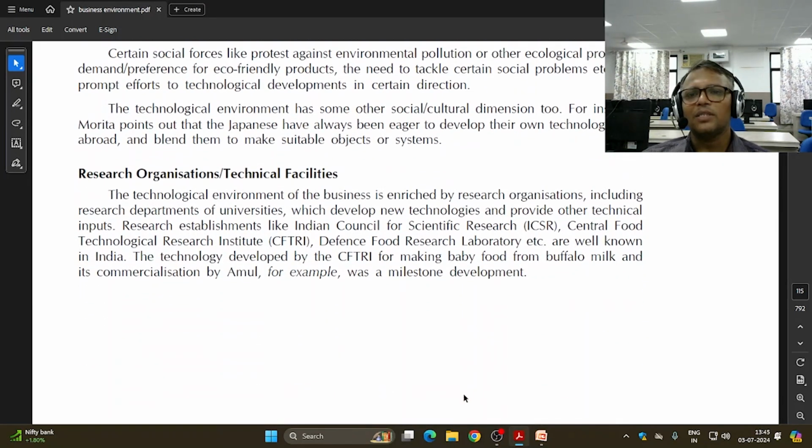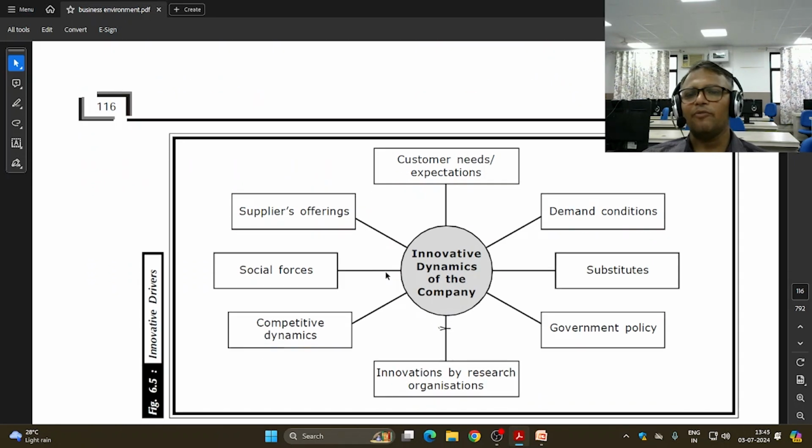Next is the research organization and technical facility. The technological environment of the business is handled by research organizations, including the R&D departments of various universities, which develop new technologies that are provided by the technical groups. Research establishments like ICSR, the Indian Council of Scientific Research, the Central Food Technological Research Institute (CFTRI), and the Defense Food Research Laboratory are well known in India. Technology developed by CFTRI for making different foods from buffalo milk and its commercialization by Amul, for example, was a milestone development.